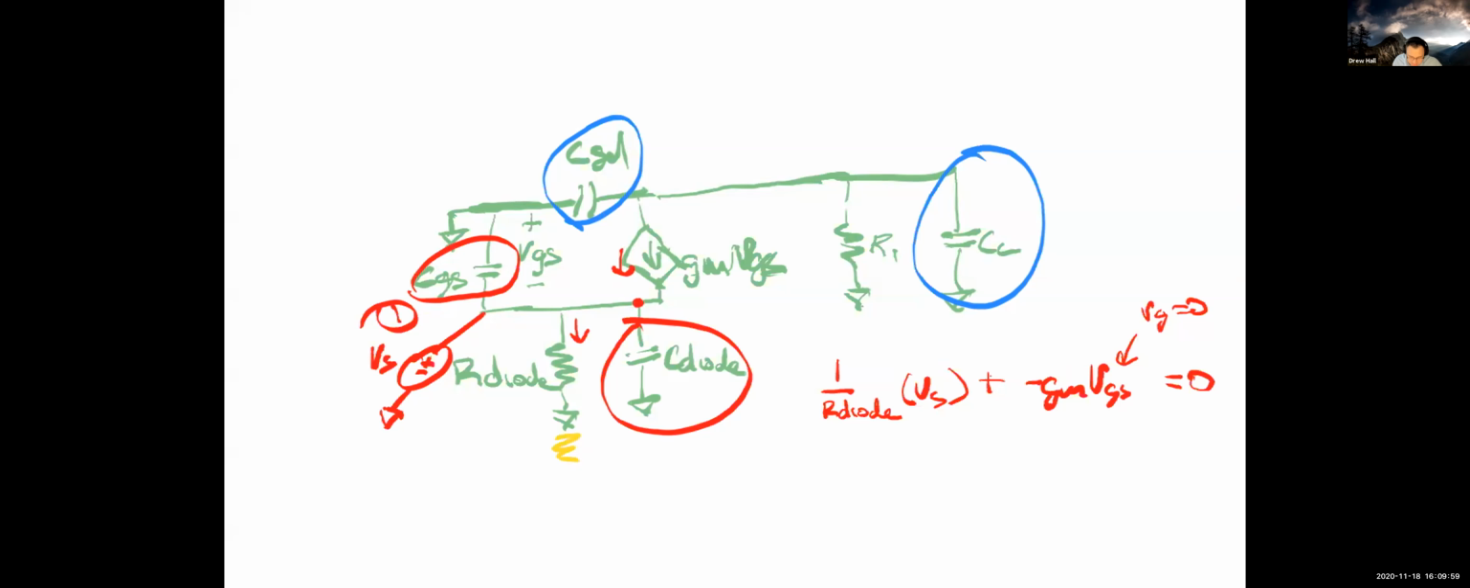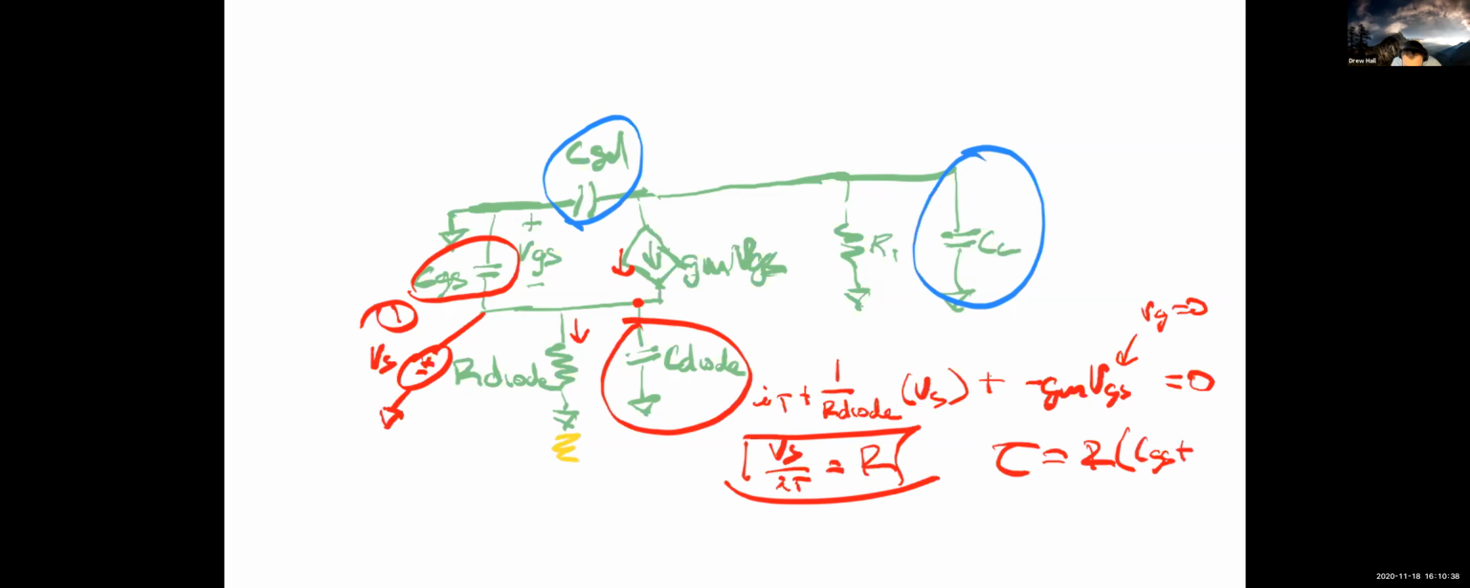So why did I pick a test voltage? I picked a test voltage because if we know VS, it's very easy to calculate the rest of the expression. So I need to account for the current that's coming out of here. And so I'm going to have I test plus 1 over R diode minus GM VGS. And so then I will solve this for effectively VS over IT. That's going to be equal to the driving impedance. From that, I will get that the time constant is equal to R times the sum of CGS plus C diode.